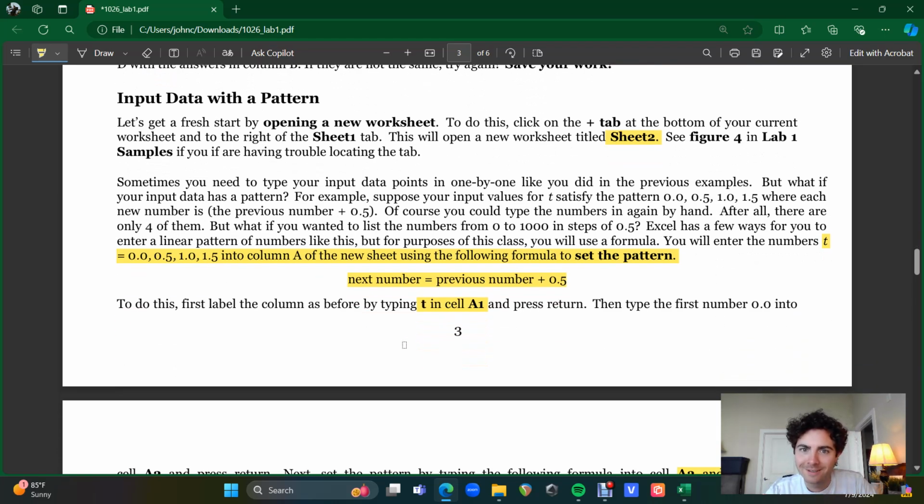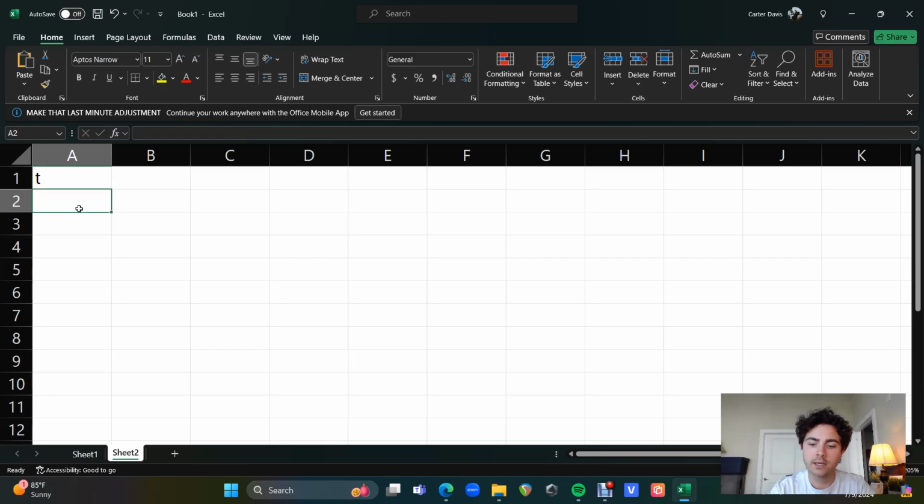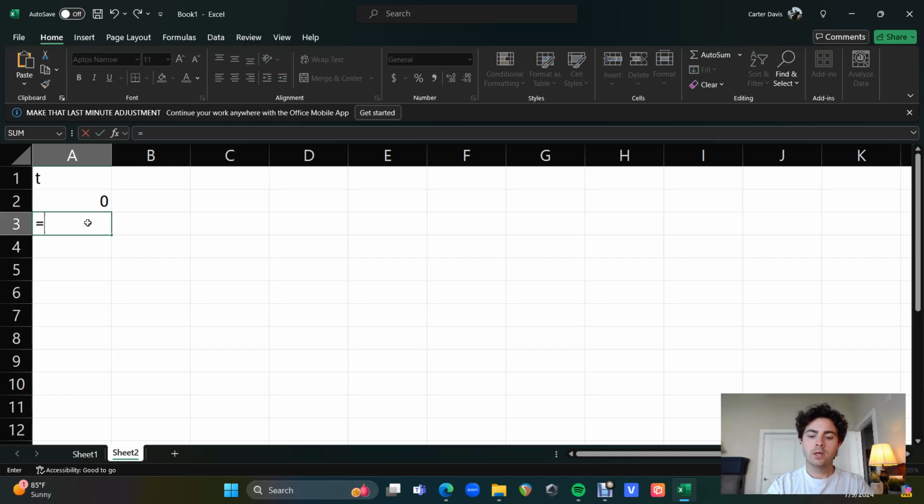Great. Okay. Let's say sheet 2, getting some t values, 0 to 1.5. I'm not going to do all that. I think they just want us to do, you will enter 0 to 1.5 in column A. Okay. So we're just going to open a new sheet. In column A, we're doing t values, and they want us to type a 0.0 and then get all the way to 1.5. So what they would like you to do is type in equals this previous cell plus 0.5. So the step size is 0.5.